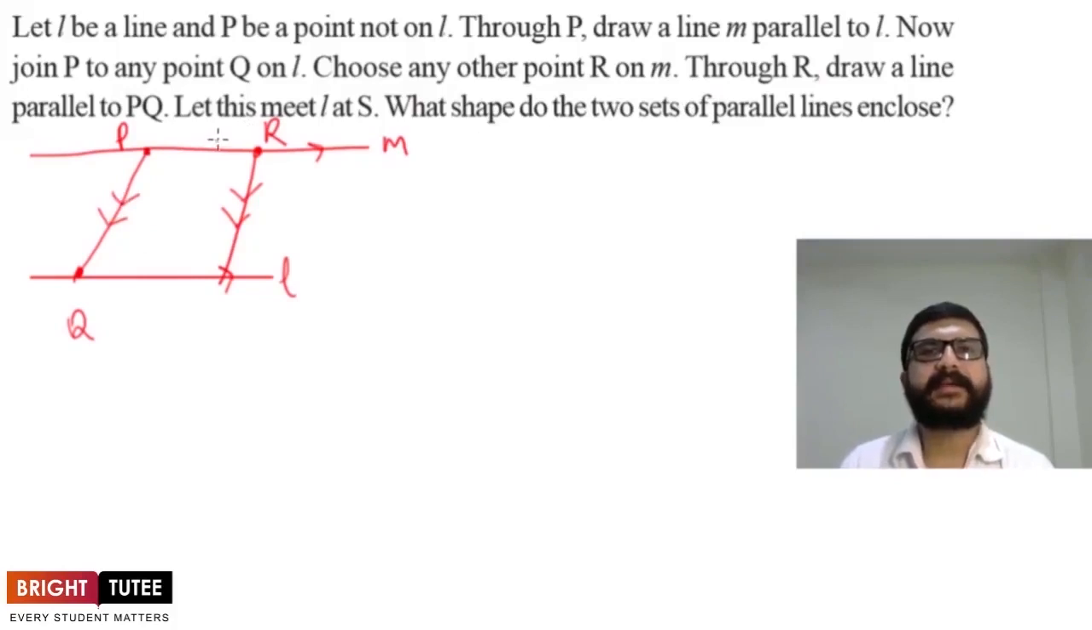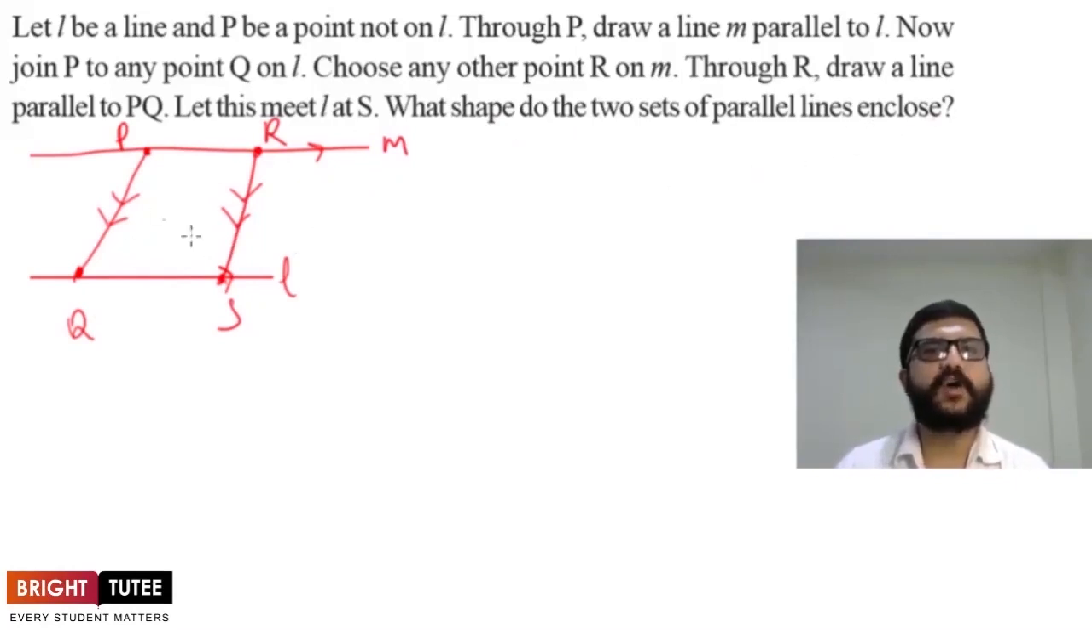And then let this meet L at S. So here this point is S. Now the question here is, what shape do the two sets of parallel lines enclose? We have to tell what kind of shape it is, PQRS or PRSQ, what kind of shape this is. As we know here, opposite sides are parallel, so this is a parallelogram. So the answer for the last part of the question is parallelogram.